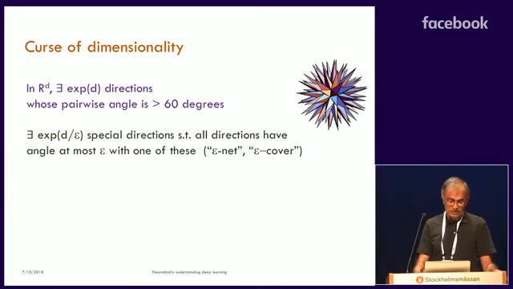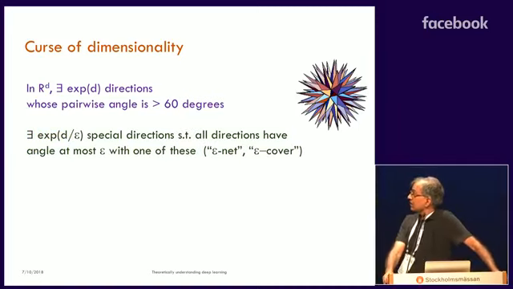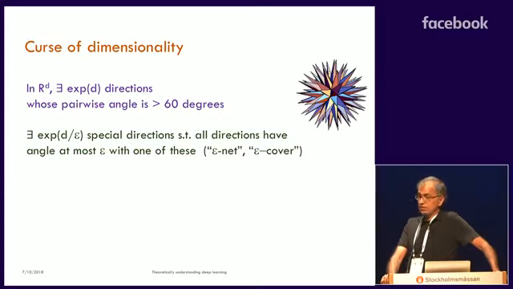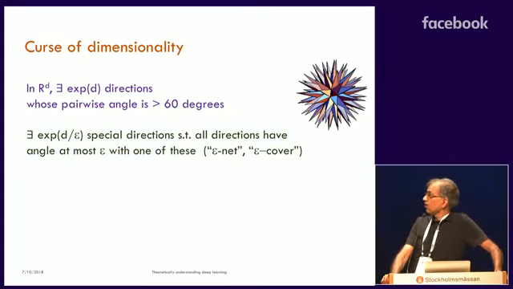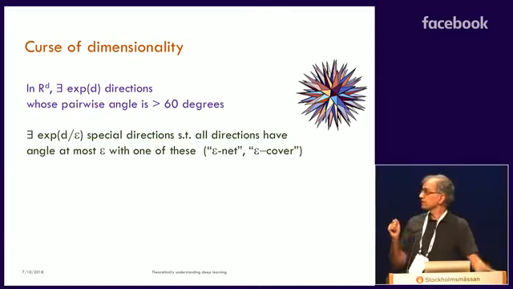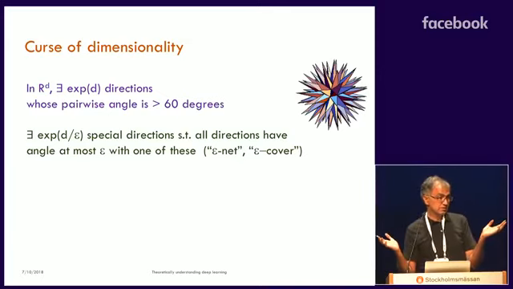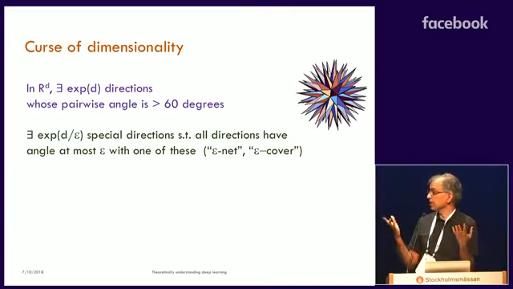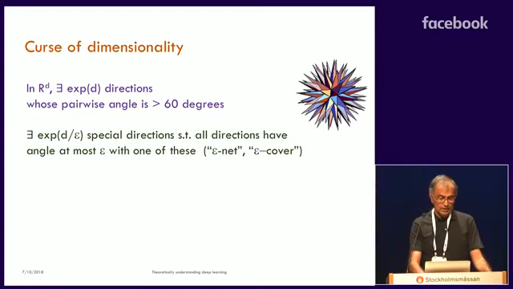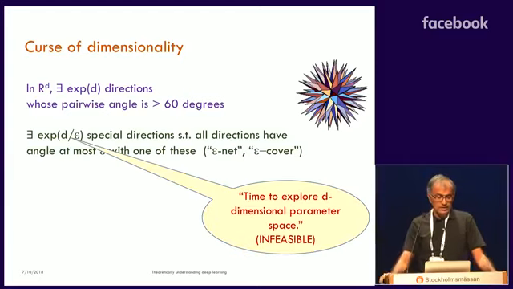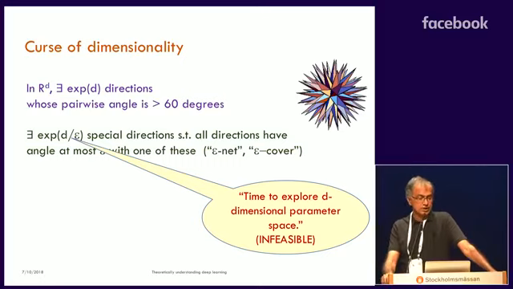And so there's a lot of space, but there's not too much more. So there are also exponential in d over epsilon special directions, such that all other directions have angle at most epsilon with one of these special directions. So this is called sometimes an epsilon net or epsilon cover.